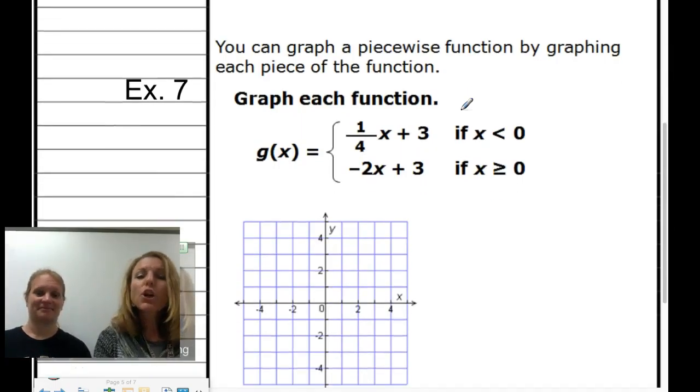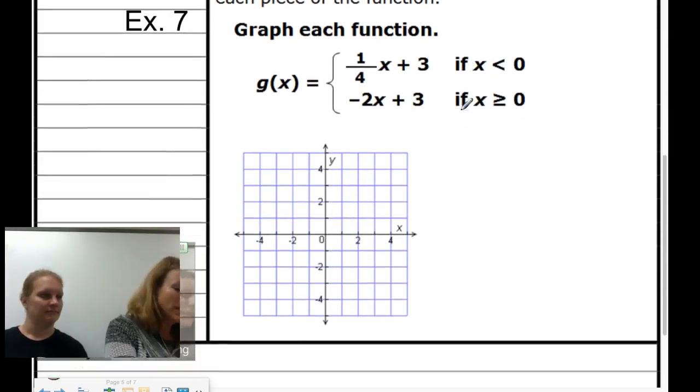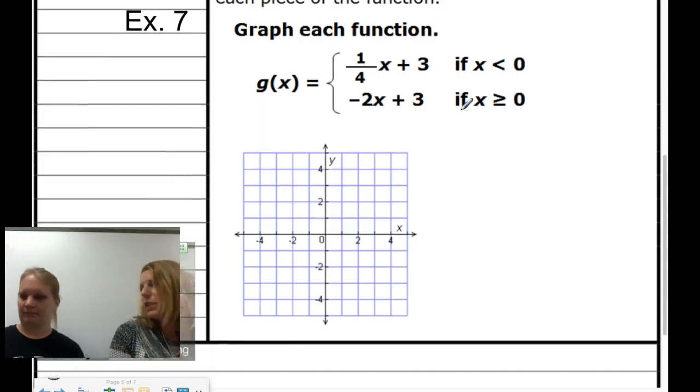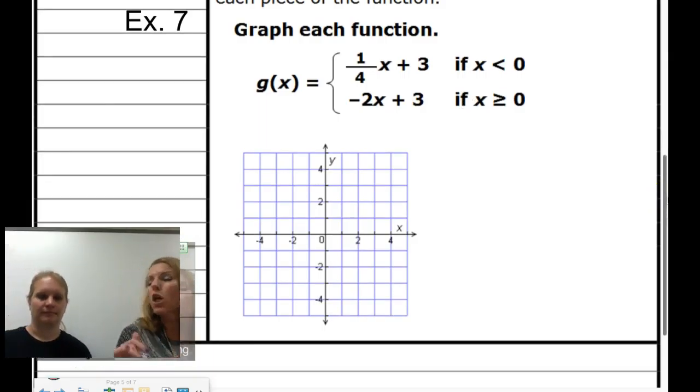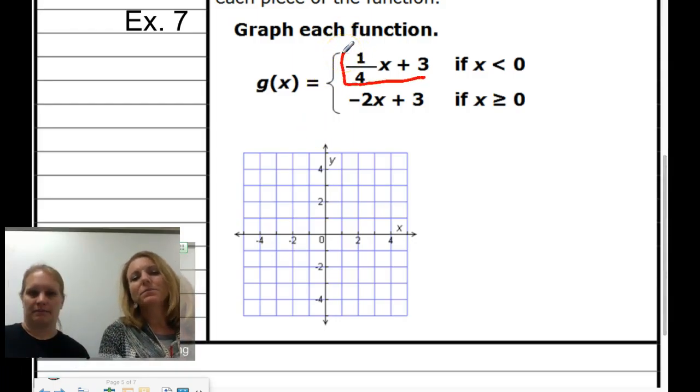You can graph a piecewise function by graphing each piece of the function. Now, Miss Boyd, this is what I like to do on these. Students know how to graph lines, so I like to graph both lines and then erase the part I don't need. So let's graph the first line. We'll do it in red.